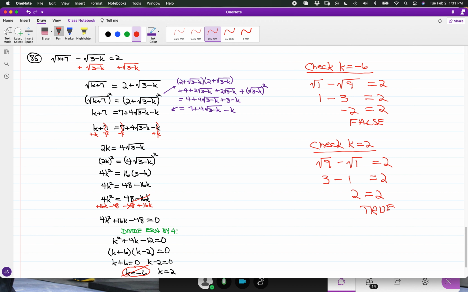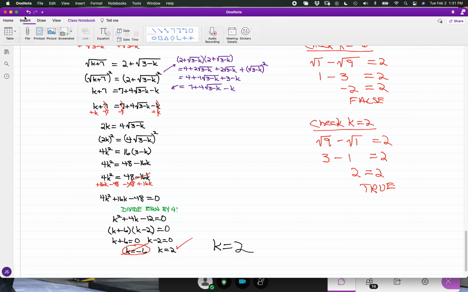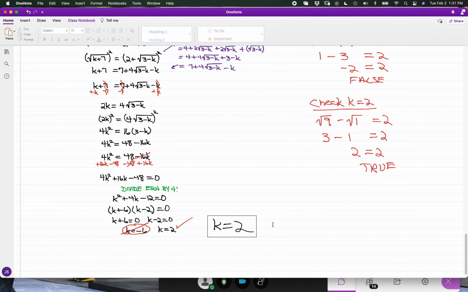And that is true. So when I tried negative 6, the left-hand side became negative 2 as opposed to 2. But with k equal to 2, I was able to have consistency on both sides. So k equals 2 checks out. And so we have 2 to be the only solution for what we have in the case of number 85.